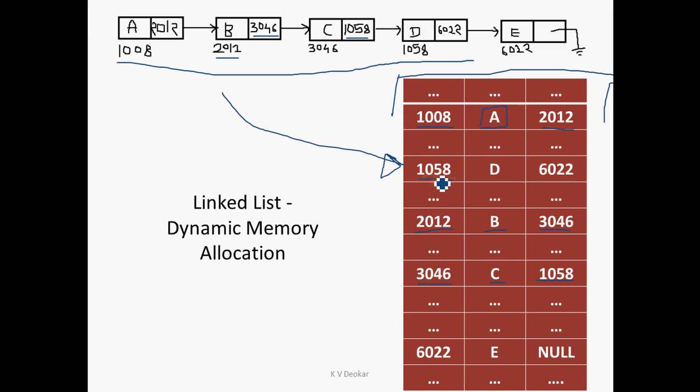So 1058 is here, where d is stored, and this node points to 6022. So 6022 is somewhere here. 6022 stores element e, and here you can see this is grounded, meaning it stores a null value. So at the very last node it stores a null value in the pointer field. The node that contains value e is the last node of the list, and node a, which stores the very first element a, is the head node.